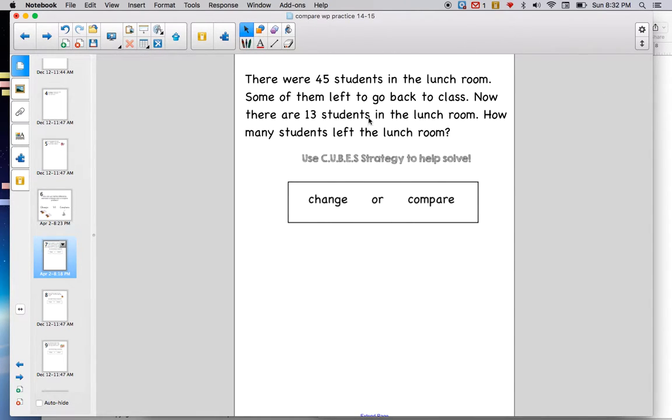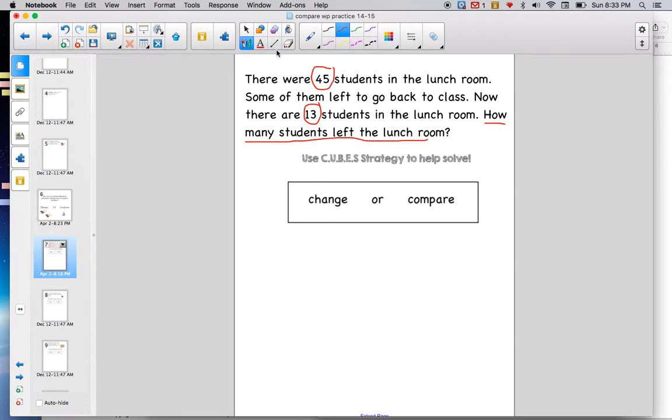All right, so I'm going to use my CUBES strategy, and I'm going to think about this as I go through it. So I have the C, circle the numbers. I have 45 students, and now there are 13 students. U, underline the question. How many students left the lunchroom? So how many left to go back to class? Okay.